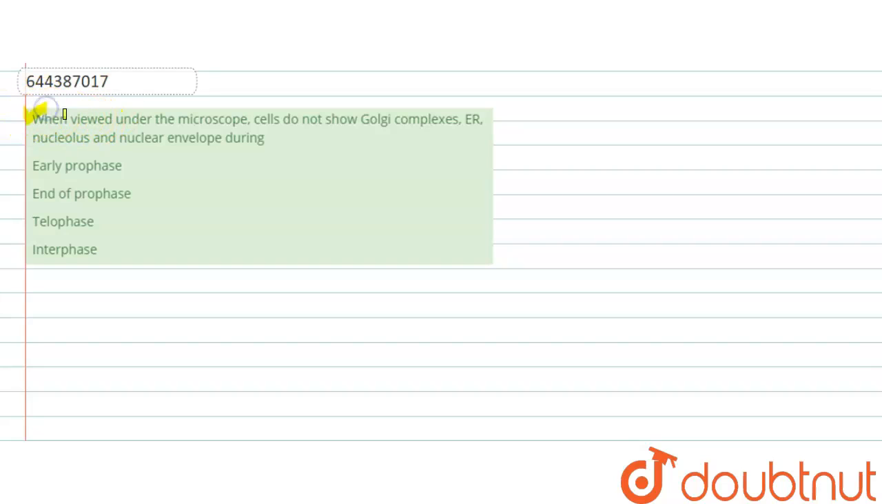Hello everyone. Let's understand about this question, and the question says here, when viewed under microscope, cells do not show Golgi complex, endoplasmic reticulum, nucleolus and nuclear envelope during the end of the prophase.